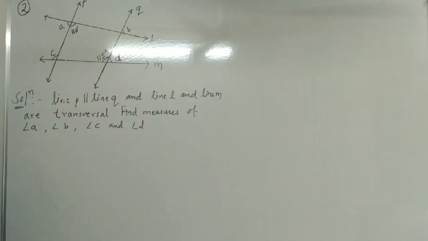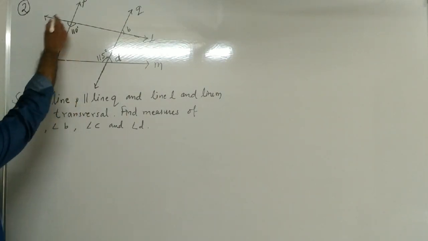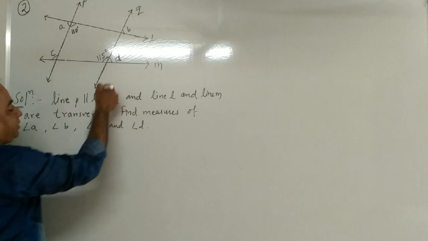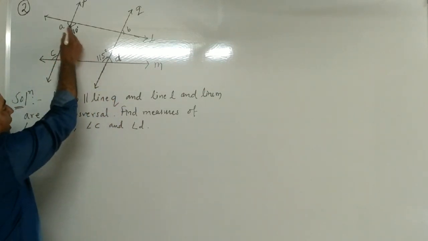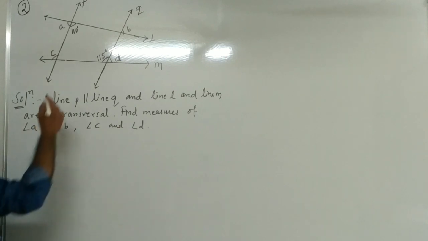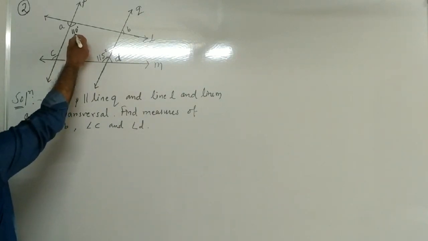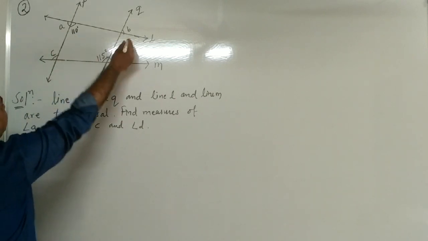Second example. In the given figure, line P is parallel to line Q, and line L and line M are the transversals. The angles here, this is 110, this is 115. Find the measures of angles A, B, C, D.